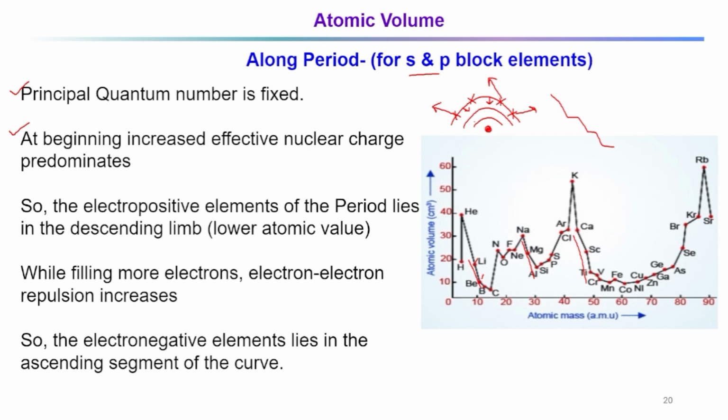So the electronegative elements lie in the ascending segment of the curve. You can see these electronegative elements are lying in the ascending curves, here. First the effective nuclear charge was dominating, and next the electron-electron repulsion will dominate. So although the size will not increase as much, the atomic volume will start increasing. So this is true for S and P block elements.